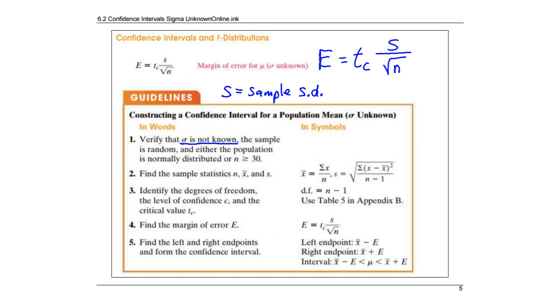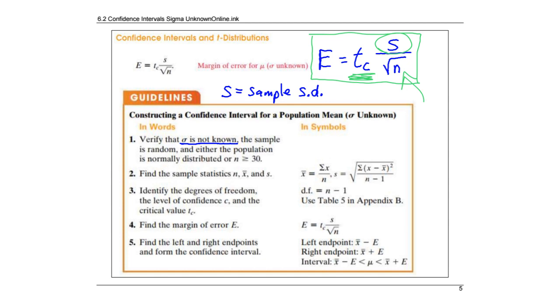On your resource sheet, you're going to have your formulas. You'll see they look a lot like the formulas we had in 6.1, except in 6.1, we had the population standard deviation and we used Z of C. For this section, because we do not have the population standard deviation, we're going to use T of C, a T distribution, and we're going to use S, which is the sample standard deviation. Of course, we still need our sample size.